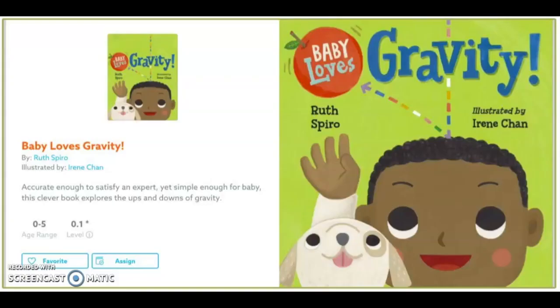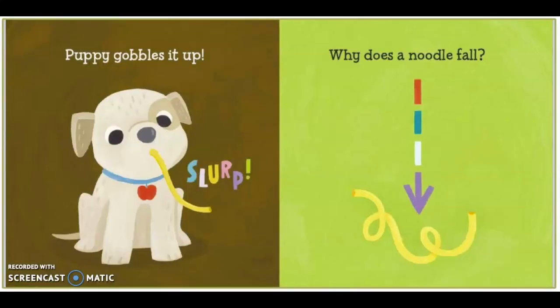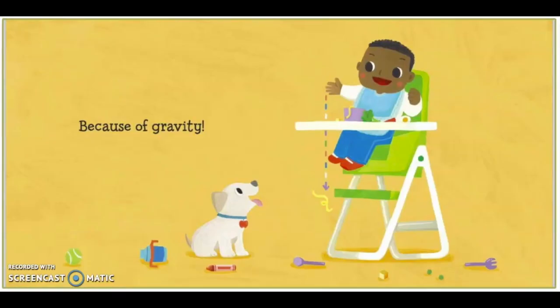Baby Loves Gravity by Ruth Spiro, illustrated by Irene Chan. Baby drops a noodle. Plop! Puppy gobbles it up. Slurp! Why does a noodle fall? Because of gravity.